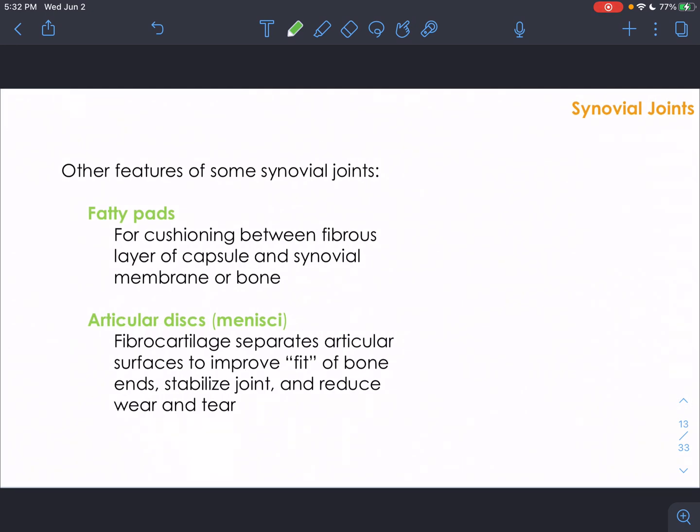And then articular discs or menisci, which are discs of fibrocartilage that are going to separate the articular surfaces to improve the fit of the bone ends, stabilize joints, and reduce wear and tear. Okay, so you're going to see that in areas like your knee, adding another extra layer of fibrocartilage to help strengthen the joint and reduce wear and tear, especially in places that are weight-bearing and going to have a lot of weight on each other. Okay, so those are the characteristics or features you can find of synovial joints.